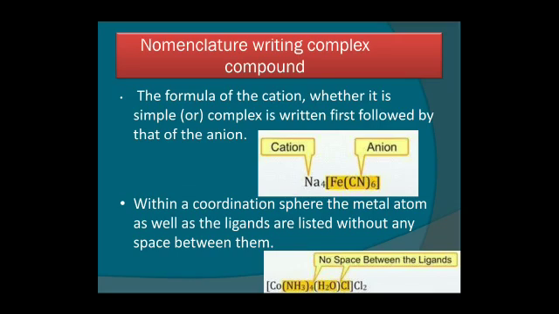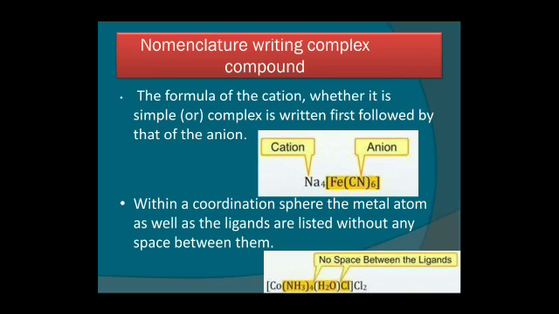So how do we write the name of a compound? We require a few things. First, we require the coordination number. Second, how many ions of that metal are present in aqueous solution. These things are required for naming any compound. We have a few rules for how we can write down the name.